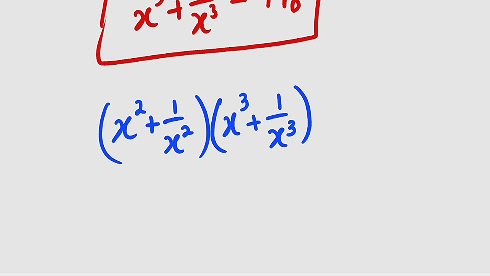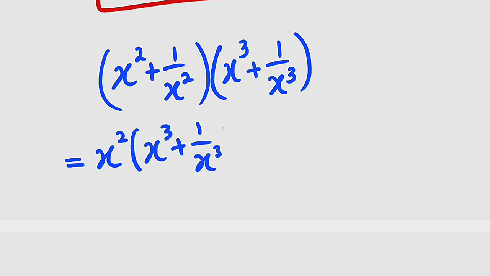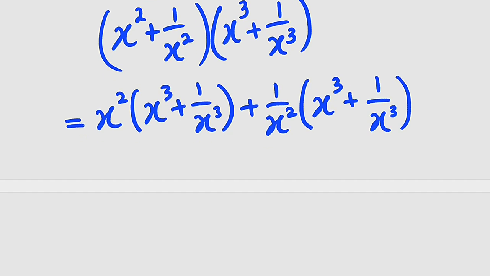So now let us expand this. This is equal to x to the power of 2 distribute over x to the power of 3 plus 1 divided by x to the power of 3, right? Then we take the second term, which is 1 divided by x squared. We also distribute it over x to the power of 3 plus 1 divided by x to the power of 3. So now let us expand.